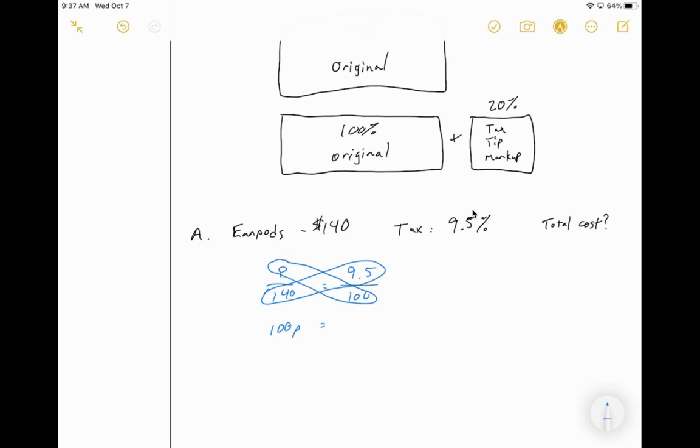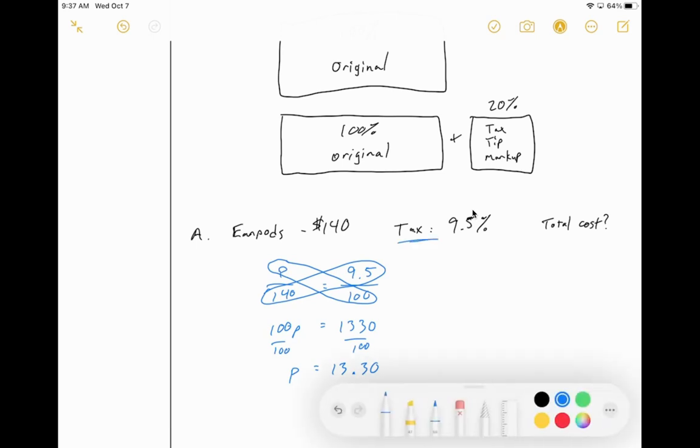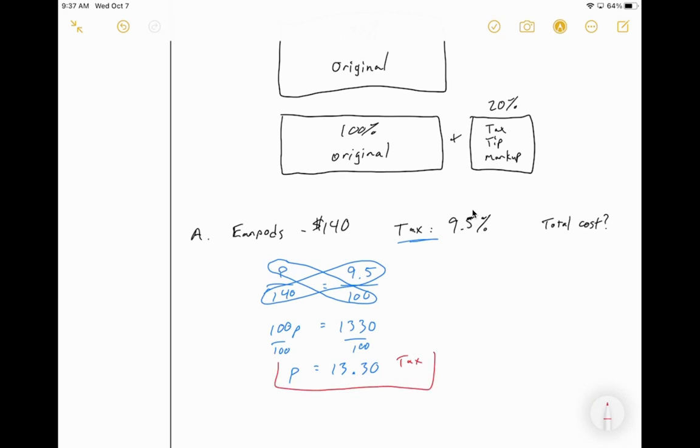1330. Divide by 100. And I get P is equal to $13.30. Okay, now, this is not our final answer. Okay? What did we just find? Right? We just found the tax. This is our tax. Right? That is our tax amount.